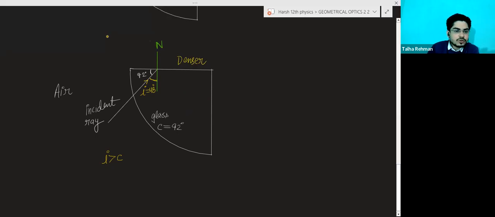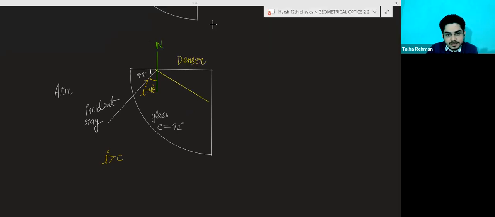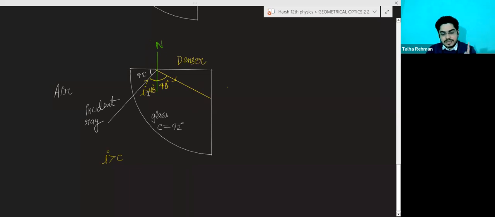So the path of the light ray will be supposed like this, because here TIR will take place. And this angle will also be 48 degrees. Why? Because angle of incidence is equal to the angle of reflection.